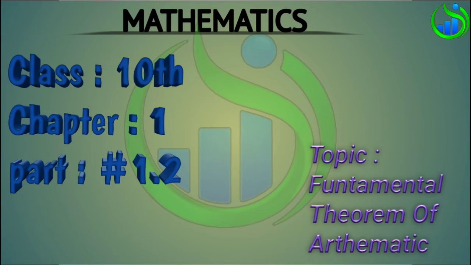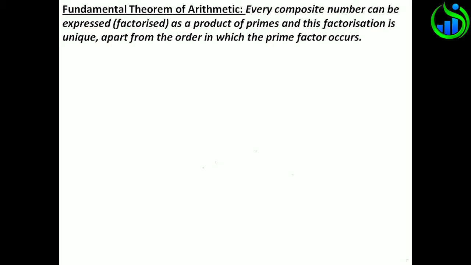Class 10 mathematics, chapter number 1. The topic is the Fundamental Theorem of Arithmetic. The Fundamental Theorem of Arithmetic says that every composite number can be expressed or factorized as a product of primes, and this factorization is unique apart from the order in which the prime factors occur.